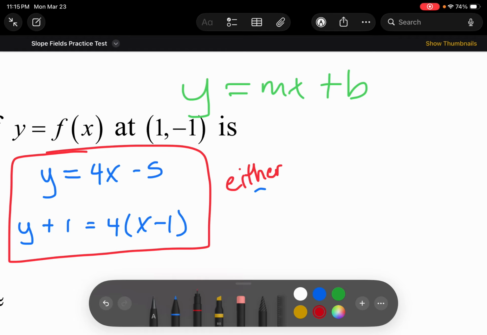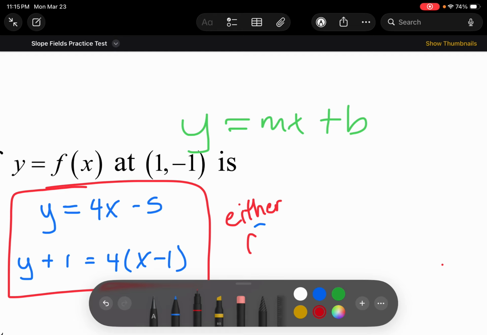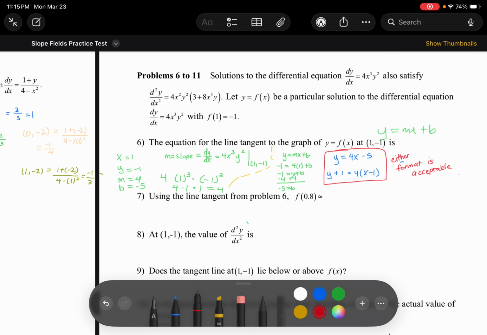Either format is acceptable. I did not write that neatly. Okay, this concludes question 6. Now we're going to be on question 7.